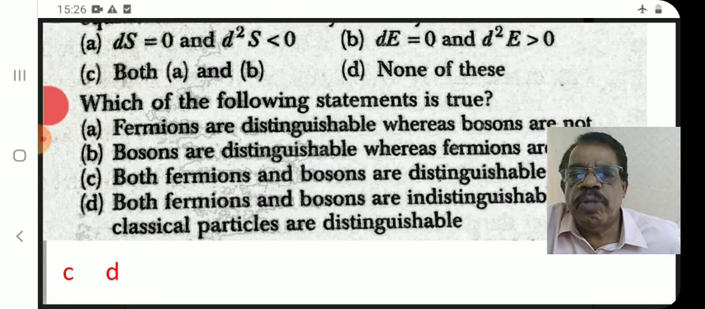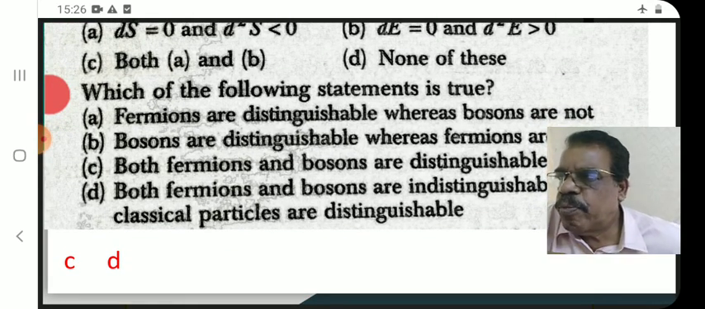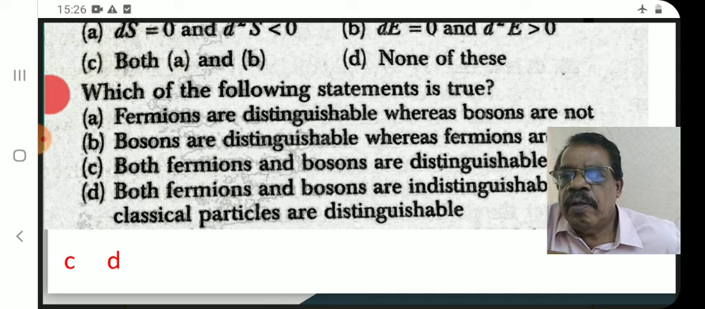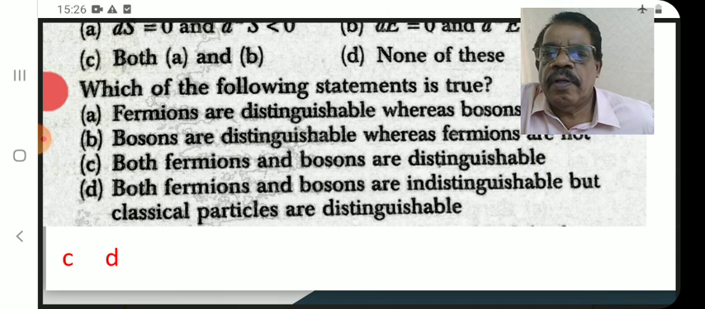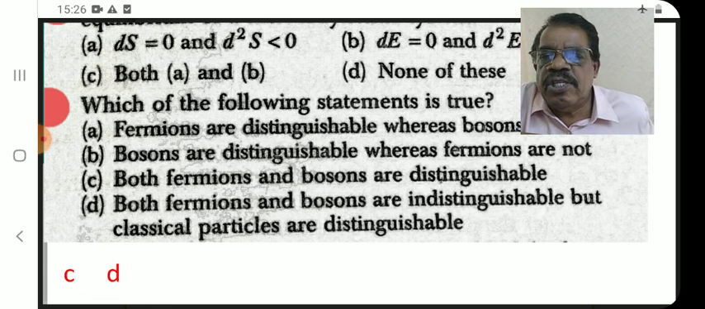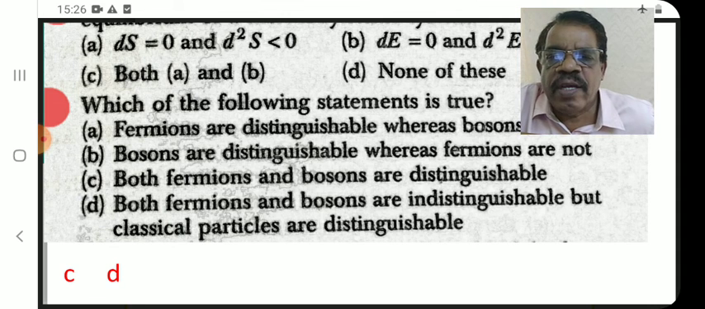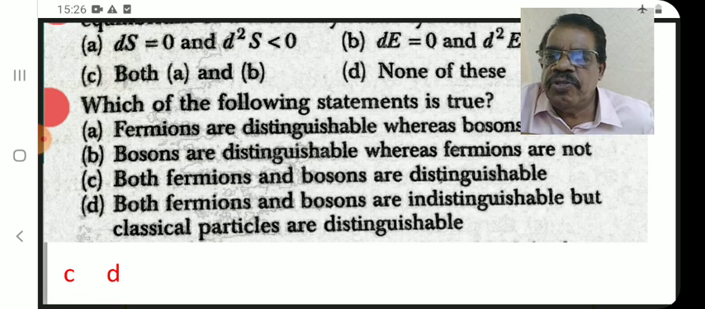A, fermions are distinguishable whereas bosons are not. Bosons and fermions are indistinguishable, so that is wrong. B, bosons are distinguishable whereas fermions are not. C, both fermions and bosons are distinguishable. Indistinguishable are bosons and fermions. D, both fermions and bosons are indistinguishable, but classical particles are distinguishable.